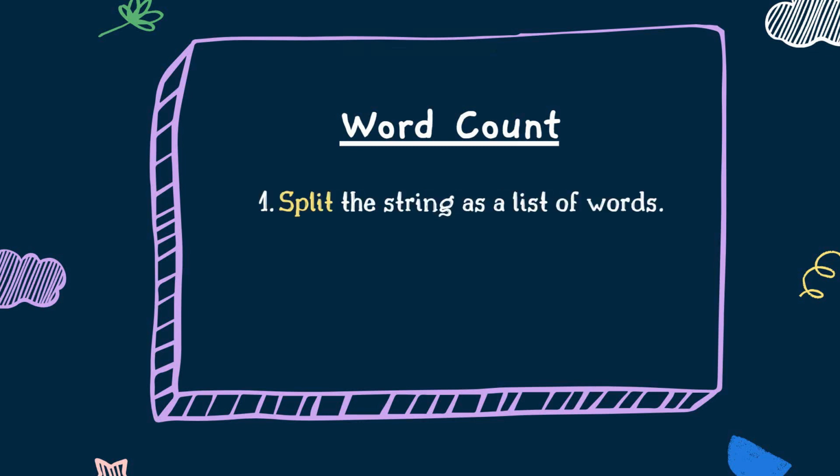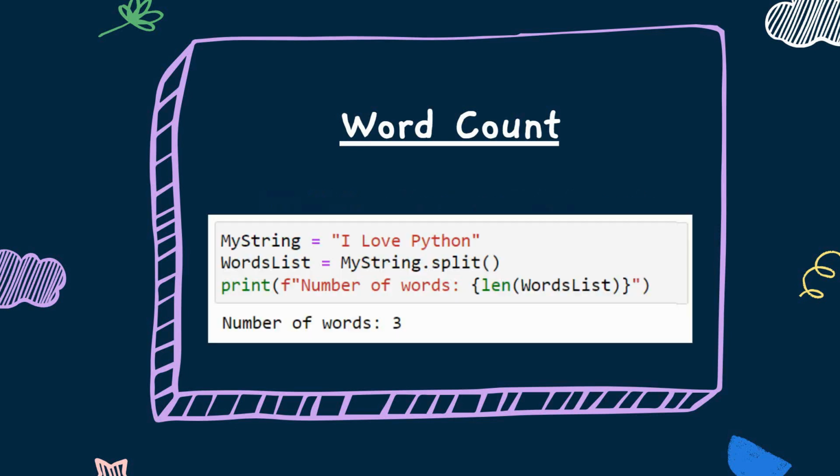First we need to split the entire string into a list of words. For that we can use the split method available with the string object in Python. Next we need to find out the length of that list, which gives us the number of words present in that string. For that this is the Python code.